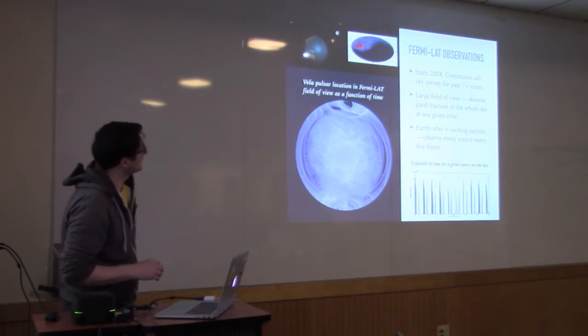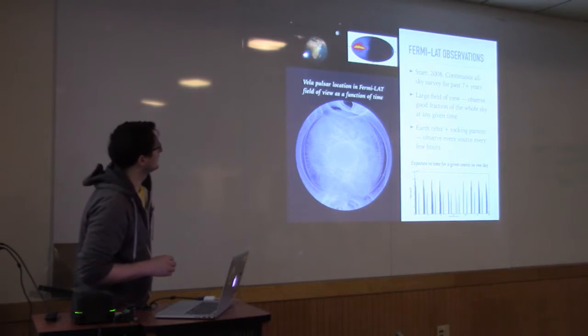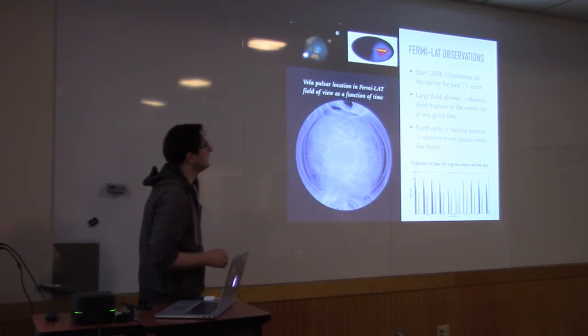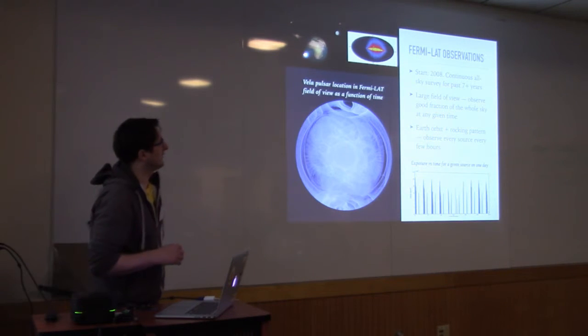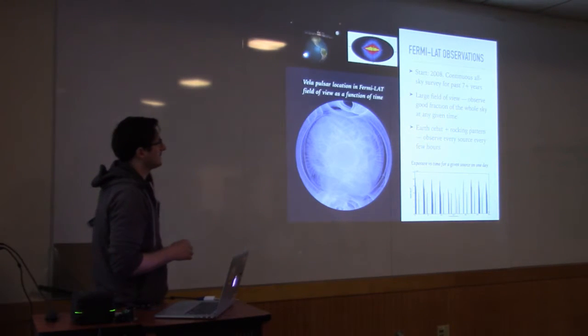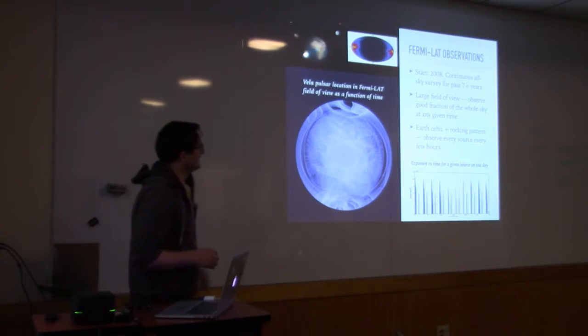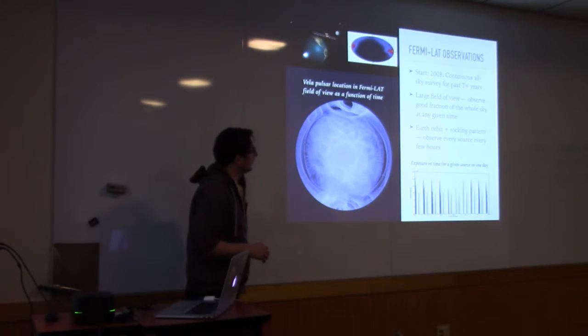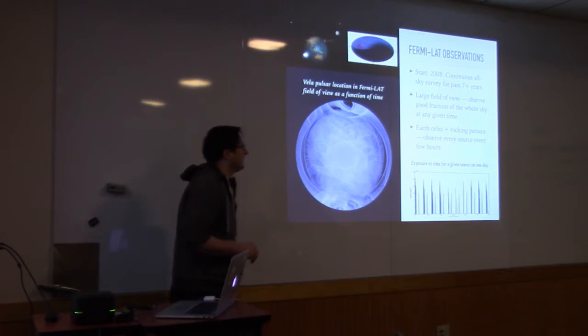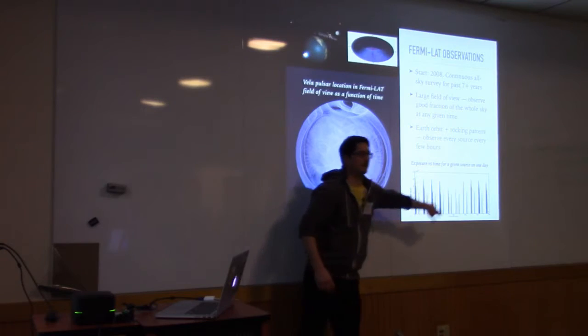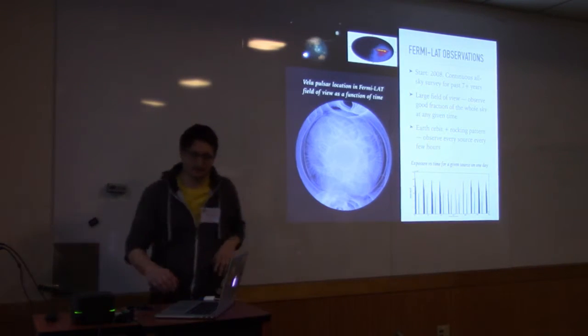This is just an overview of how the Fermilab observations work. The mission started in 2008. It's been continuously surveying the sky for the past 7 years. It has a very large field of view, so you observe a good fraction of the whole sky at any given time. Then it orbits the Earth and has a rocking pattern. This means that you observe every source every few hours, and you get an exposure pattern which looks something like that.